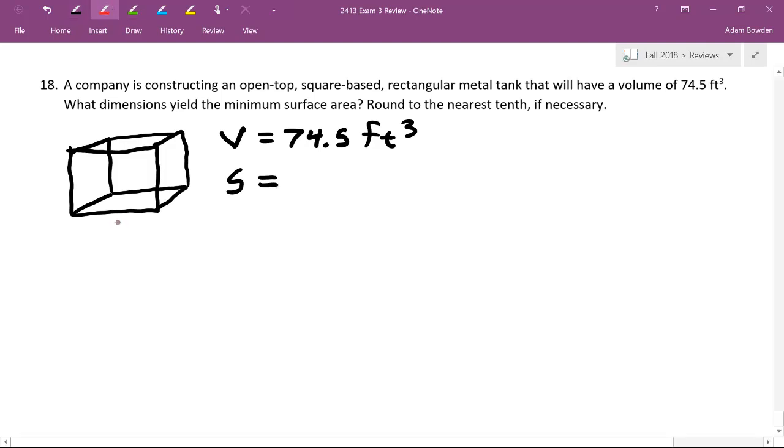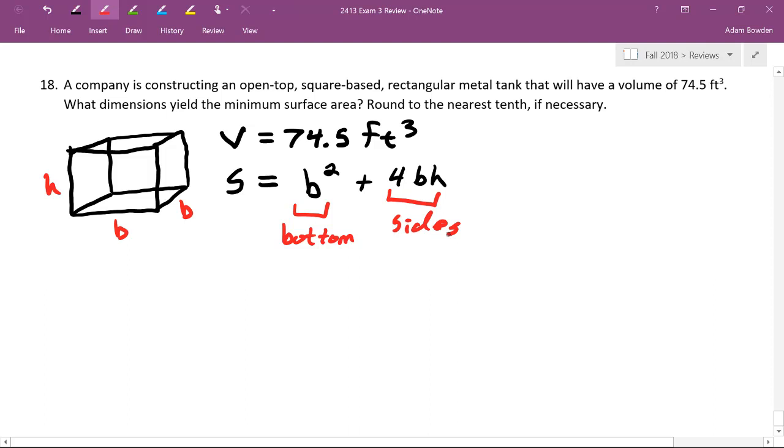The base is supposed to be a square, so all the sides on the base are the same. We'll just call them B. The height we're going to call H. And so the surface area as a formula would be the area of the base, which is B squared, since it's a square, plus the area of the four sides. Each side has area of length times width, which would be B times H, and there are 4 of them. So that gives us the surface area for all 4 sides and the base, in other words.